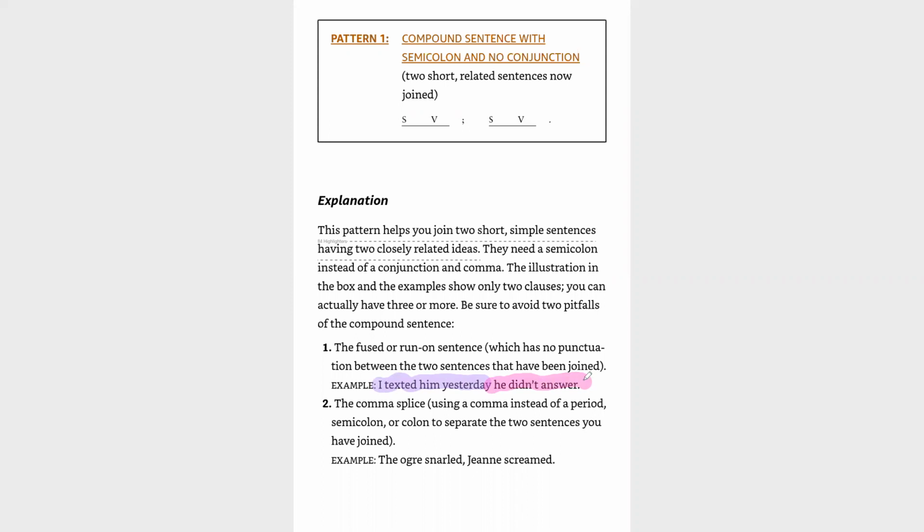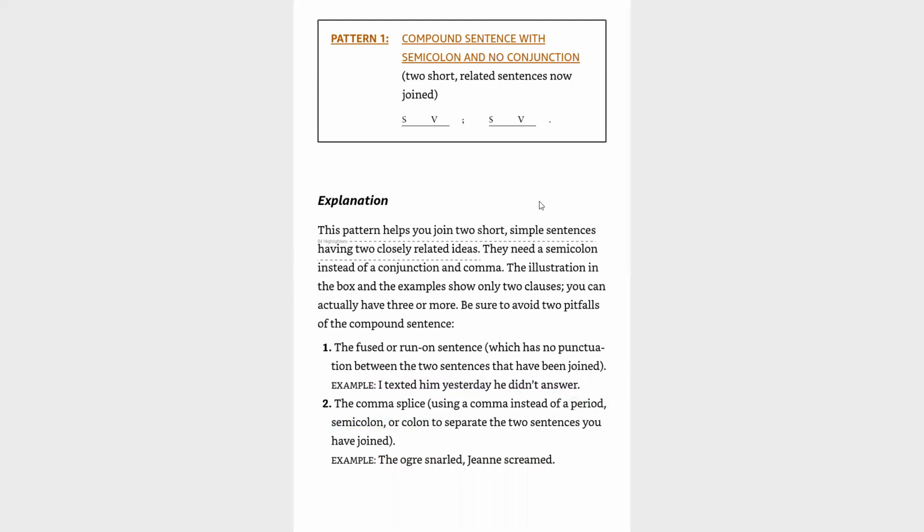And then the dreaded comma splice. The comma splice, using a comma instead of a period, semicolon, or colon to separate the 2 sentences you joined. So these are the 3 ways of getting out of the comma splice: a period, a semicolon, or a colon to separate the 2 sentences you have joined. So let's look. The ogre snarled. Independent clause number 1. Jean screamed. So there's a comma in between. That's the error. You can't do that. You have to fix it with a period, a semicolon, or a colon. Okay, really try to memorize that rule.